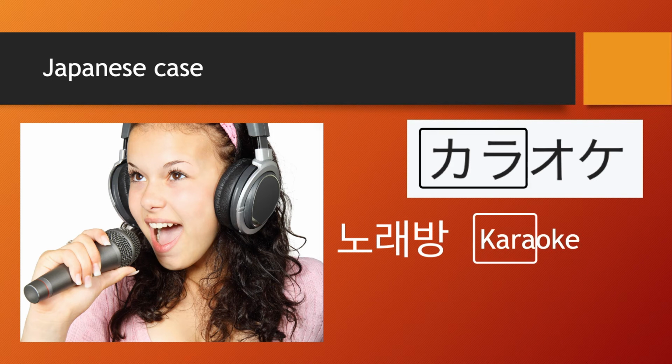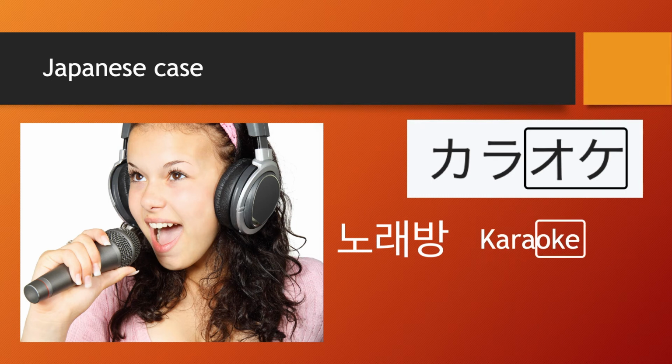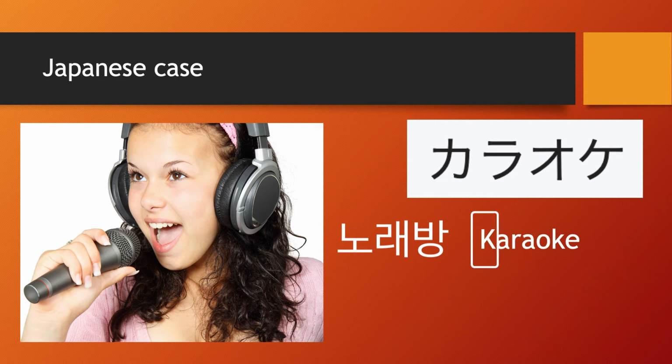Kara means empty or void in Japanese, and oke is a short form of orchestra. So it means a fake orchestra, not a real one, playing background music for singing customers. Note that we use K for kara in English, but true Japanese pronunciation is close to G. Here is what it should sound like in Japanese. Koreans can pronounce this much better than English speakers because in Hangul, we can write it much closer to the original than the English version.